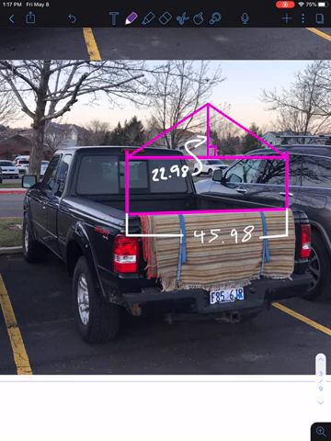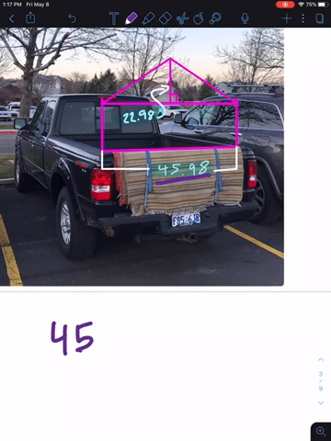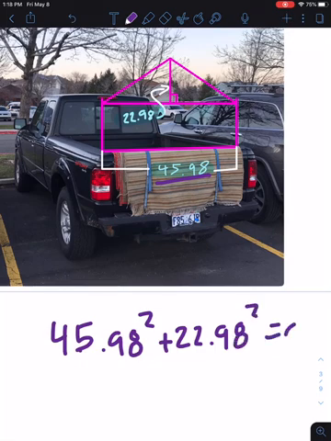So this is all the information I gave my students, that we had that height that was 22.98, this one right here, and then the tailgate was that wide, 45.98. Now you can use Pythagorean's theorem here to figure it out. Now the biggest mistake they made was they just did 45.98 squared plus 22.98 squared equals c squared. Why is that wrong? It's not going to give me the right length.